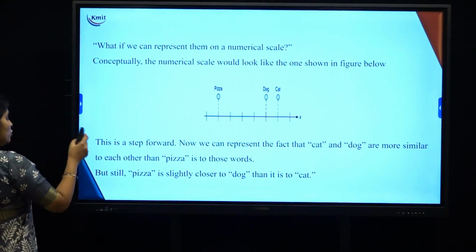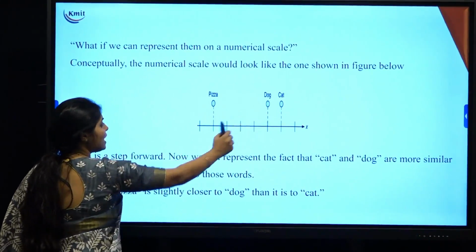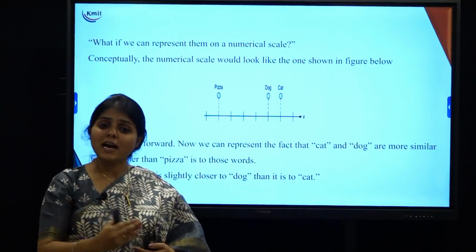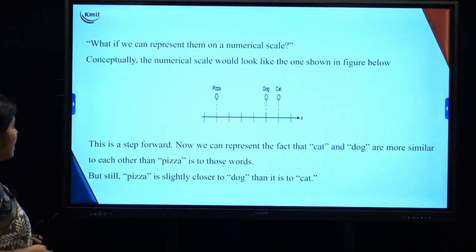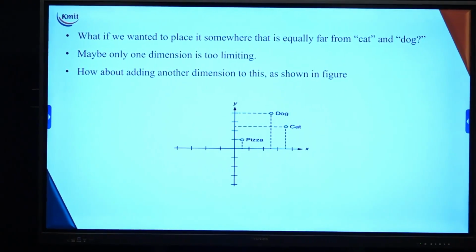Okay, now when you see, pizza is again slightly closer to dog than to cat. What is the need for putting pizza near to dog? Why not cat here instead of that? Okay, so here also we have some discrepancy. Hence, we go for the next notation.